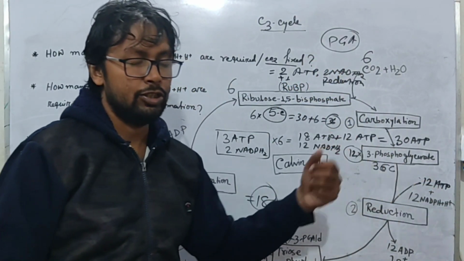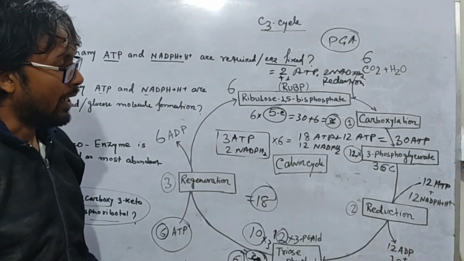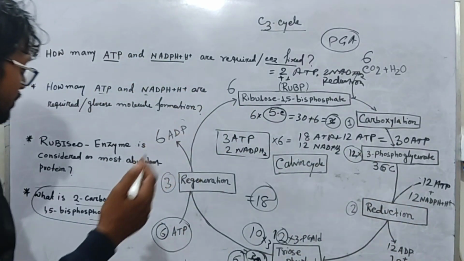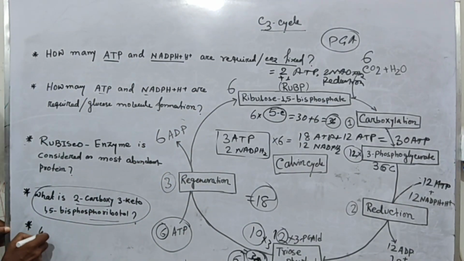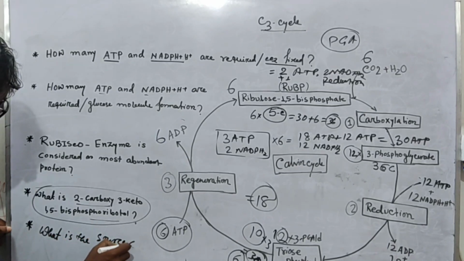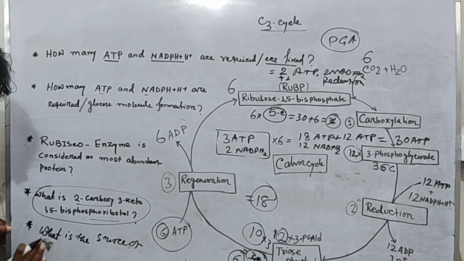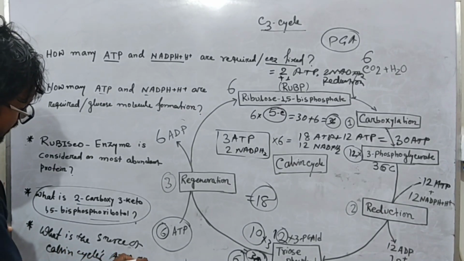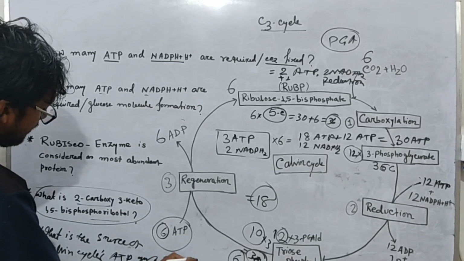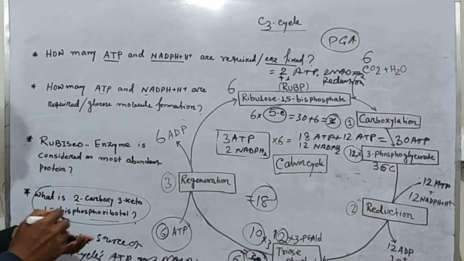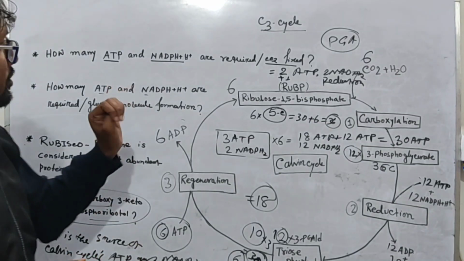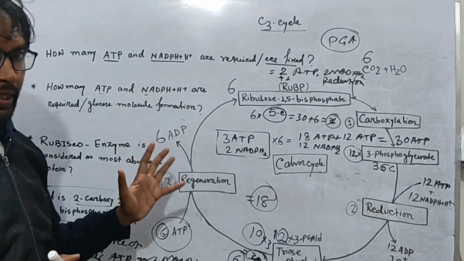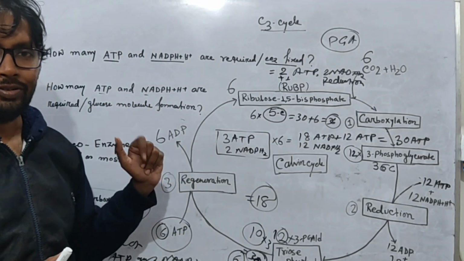From where do the ATP and NADPH come? From the light reaction. So there is another question you can be asked: what is the source of the Calvin cycle's ATP and NADPH2? Okay, so this is the overall Calvin cycle. You have to remember it in this multi-directional way, so that you can answer each and every problem. Okay, thank you.